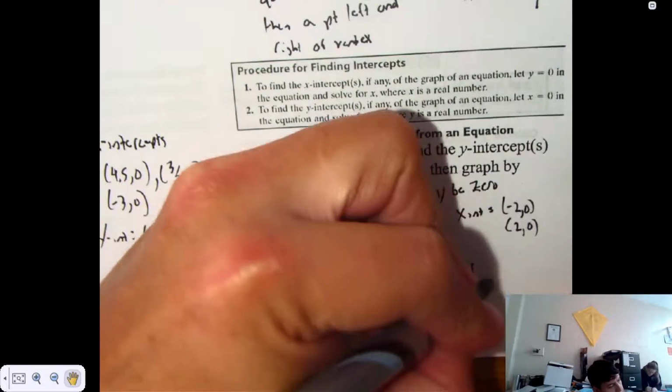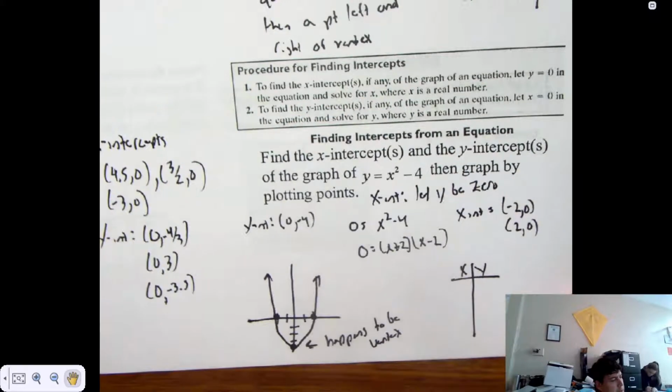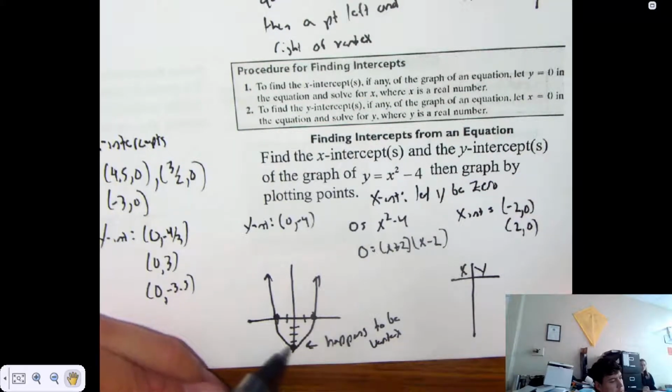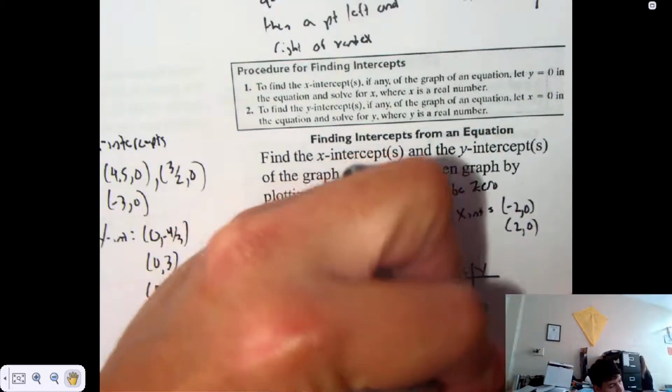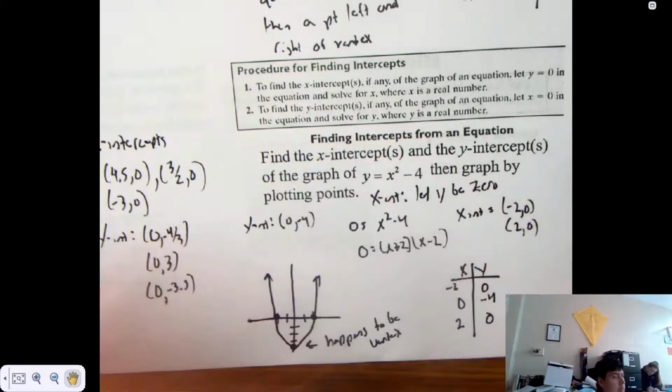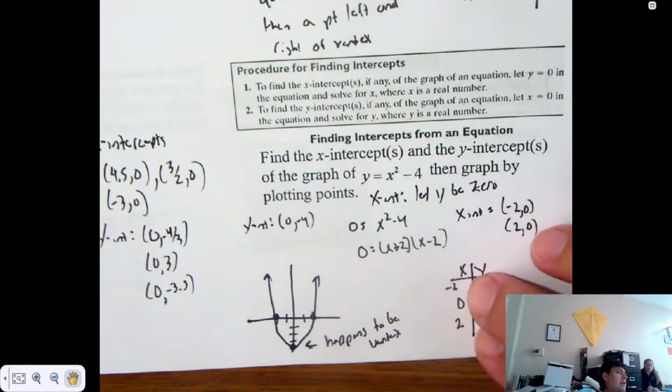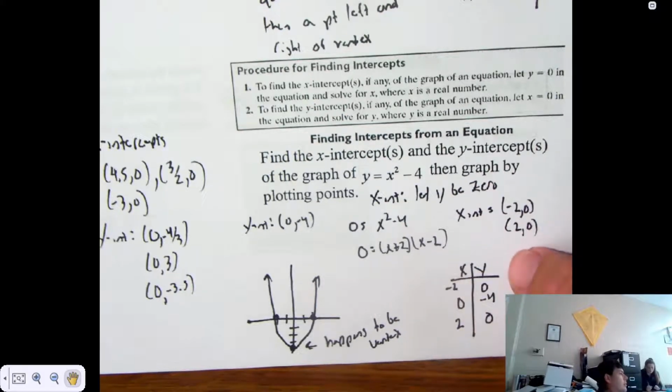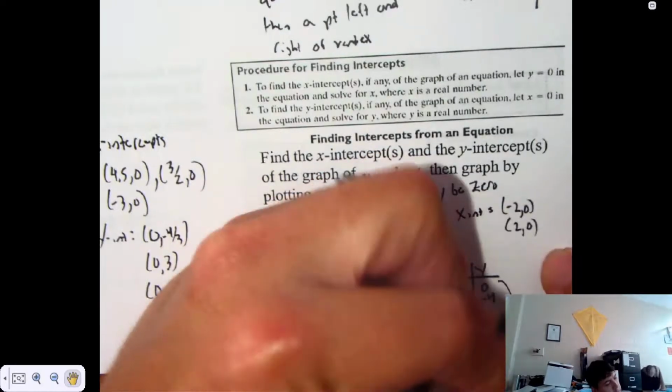Tables are kind of nice to do because they help you see patterns and stuff. I'm going to put this in the middle of my table because it happened to be the vertex. The two x values were exactly 2 units away. Good hint that you're a vertex. Good hint. Because of what happened to the y values. What's true about the y values? They match.